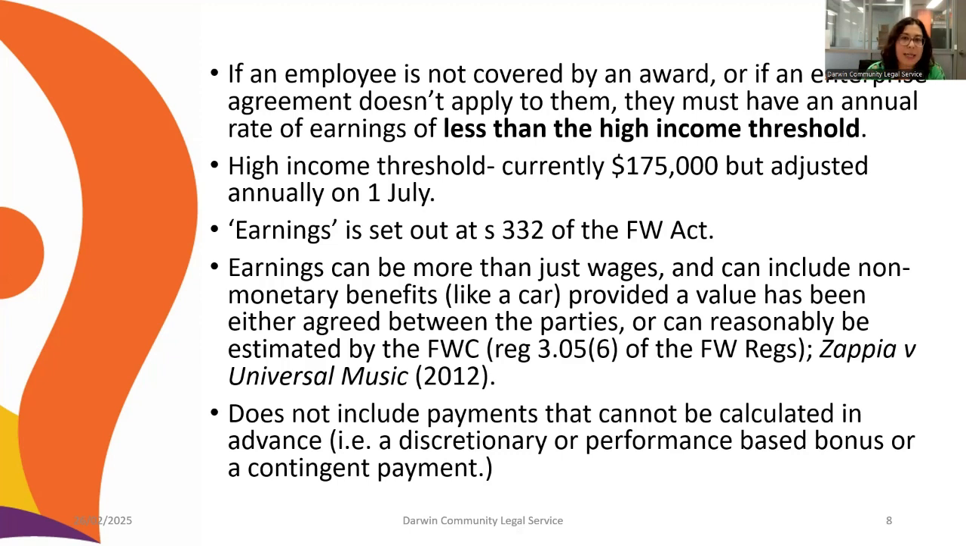The definition of earnings is set out in the Act, but it can include non-monetary benefits, like a car, but there's got to have been a value agreed by the parties or something that you can figure out. Anything that's intangible probably won't be an earning. For the same reason, anything that can't be calculated in advance, like a performance-based bonus or a contingent payment, something where you have to do X, Y, and Z before you get this payment, probably isn't an earning because it hasn't got that predictability of being able to be calculated before the payment has crystallized. Probably won't go any further into that.